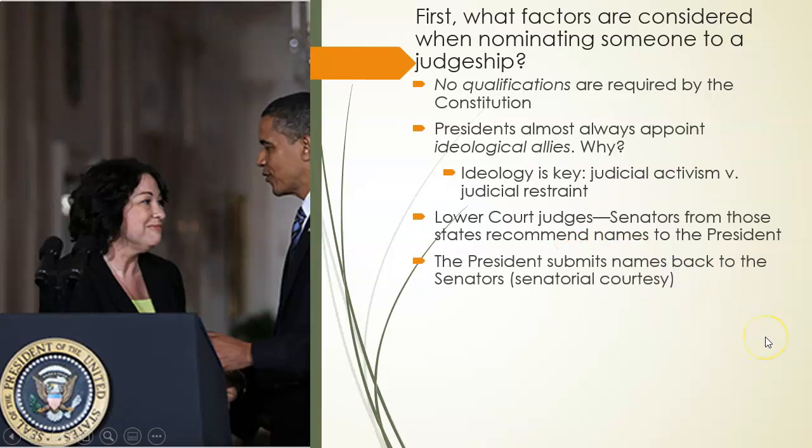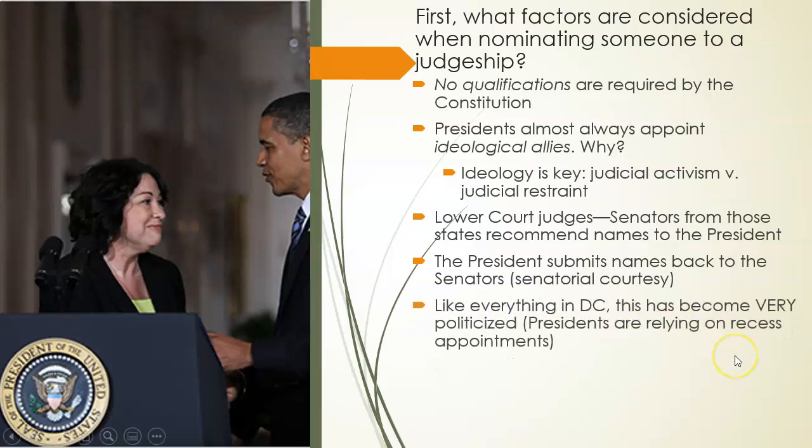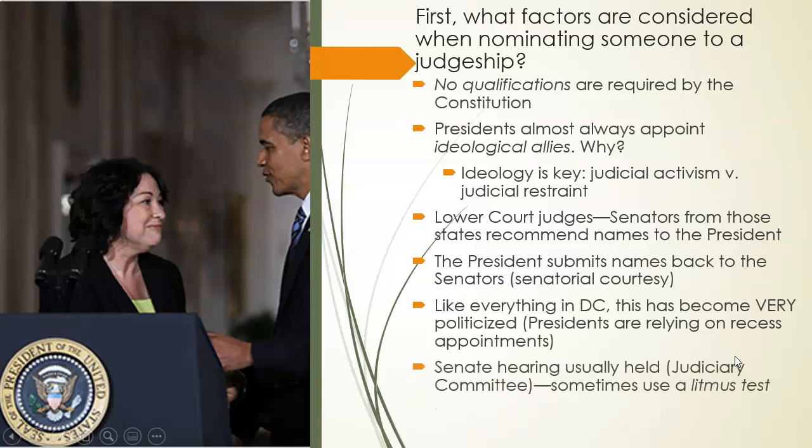The president has names, and he gives the list of names back to the senators, and says to them, what do you think? And the senators give their thumbs up or thumbs down, although it's up to the president to decide who's going to be that judge. Now, things have become politicized.